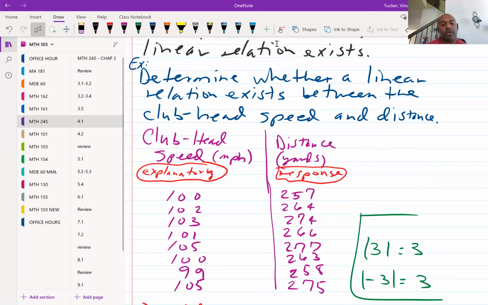So those are your observations. 100, 257. He swung the golf club head at 100 miles per hour, and the ball traveled 257 yards. So that's what these columns represent. You've got 102, 264; 103, 274; 101, 266; 105, 277; 100, 263; 99, 258; and then 105, 275.